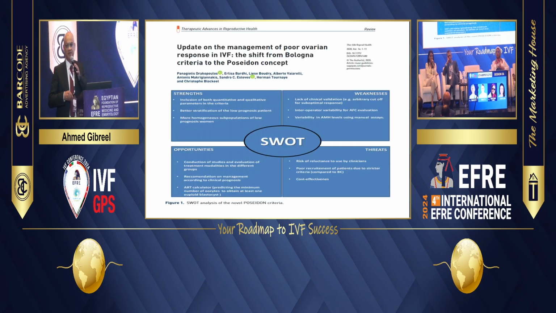In a SWOT analysis by Professor Drakopoulos, who was here yesterday and gave us a lot of interesting lectures, he made a SWOT analysis about the Poseidon criteria and the shift from the Bologna to the Poseidon concept. He showed that the strength is that we are able to put those low oocyte yield women into group 1 or group 2, so this gives better stratification. And the weakness, at the time this paper was published, was that there was no validation for this concept yet.